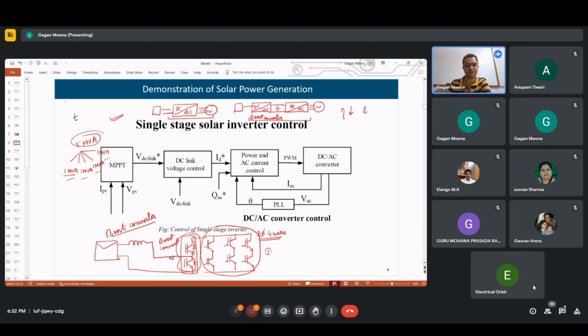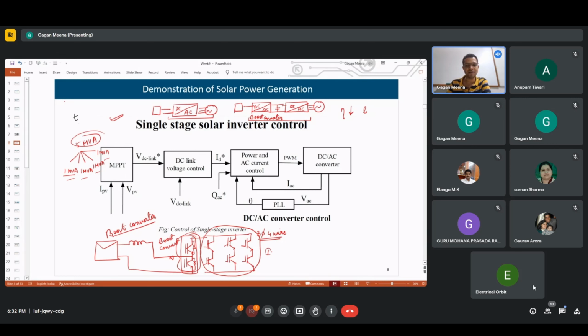Now, select the possible configuration for hybrid AC-DC microgrid. We didn't discuss this one, so it will come in the next slide. Which one is correct for this? AC coupled hybrid microgrid, DC coupled, AC-DC coupled, or none of the above. C is the answer. Select the possible configuration, so here it is multiple choice. Then ABC, all are correct.